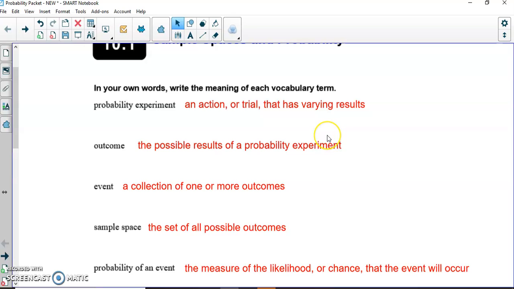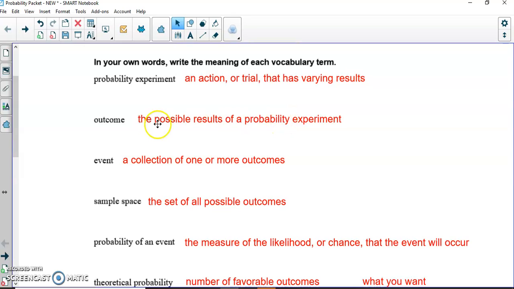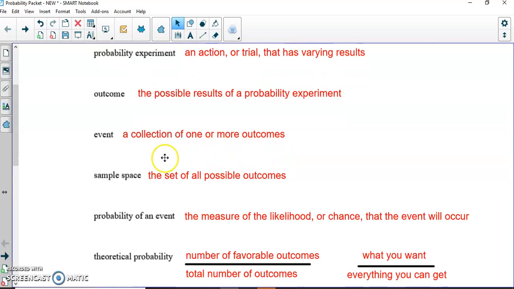So first, some vocabulary. First of all, a probability experiment is when you have an action or a trial and there's different things that could happen, there's varying results. The outcome would be the different results that could happen. An event is a collection of one or more outcomes. And then the sample space is when you show all the possible outcomes.